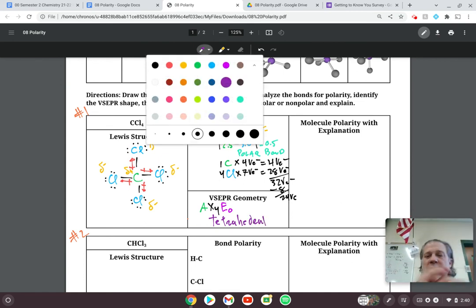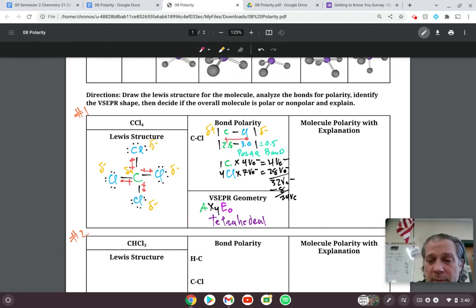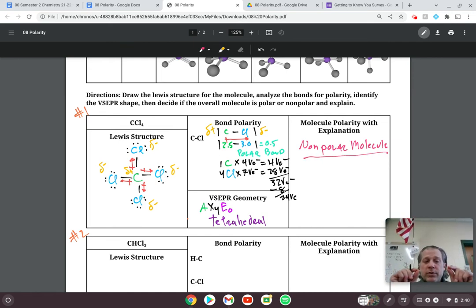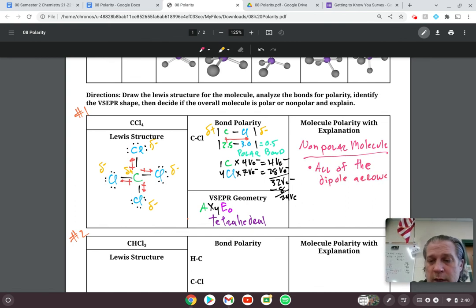Now, the last thing we have to do is identify if this is a polar or a nonpolar molecule. And in this case here, one of the things I'm going to be able to tell you is it's going to be a nonpolar molecule. It's a nonpolar molecule because the dipole arrows going from left to right are in opposite directions, so they cancel each other out. And the dipole arrows going up and down are in opposite directions, so they cancel each other out. So we can simply say that all of the dipole arrows cancel each other out.